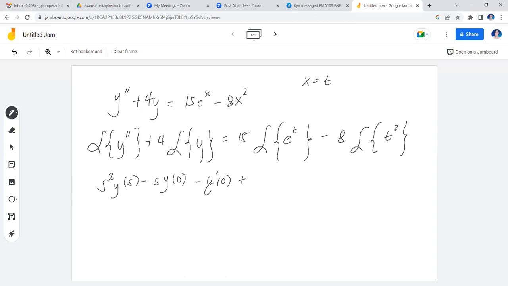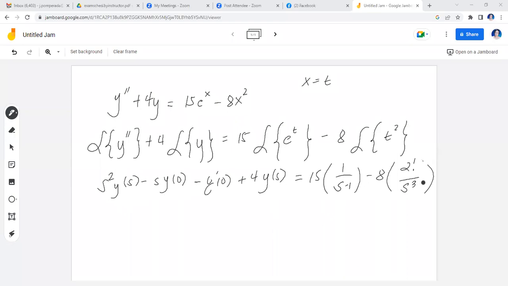And that one will be for y of s. Laplace transform of y is y of s. This e raised to t has a Laplace transform of 1 over s minus 1. So exponential function is s minus alpha, whatever is the alpha here. Then the Laplace transform of t squared is, our n here is 2, so this is 2 factorial over s raised to 3. I will assign a value to the conditions in a while.